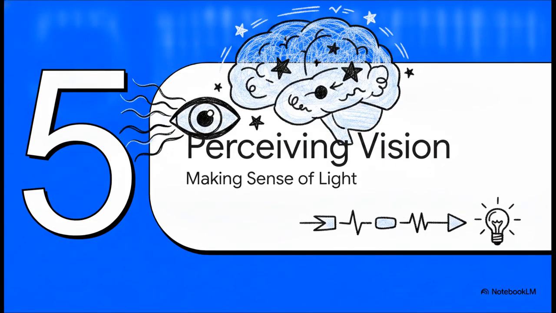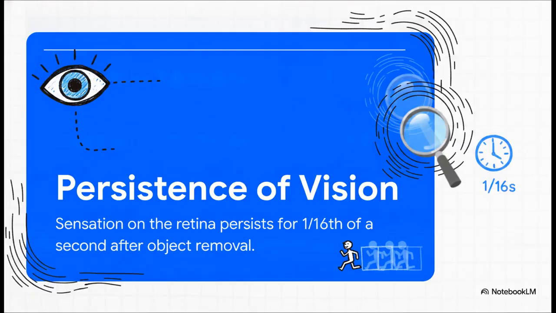Finally, let's explore the brain's role. Section 5. How we perceive vision. So the crucial point here is a phenomenon called persistence of vision. When an object is suddenly removed from your sight, the image doesn't instantly vanish from your retina. No, the sensation actually persists, imprinted right there for 1/16th of a second. This tiny delay is vital. It is exactly what allows us to perceive continuous reality, blurring rapidly changing static images into smooth, flowing motion.